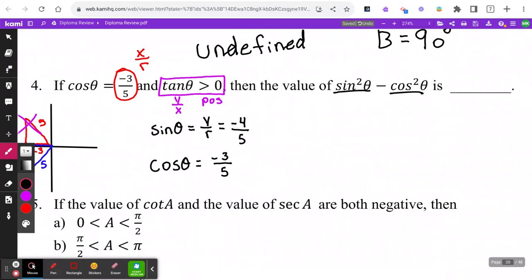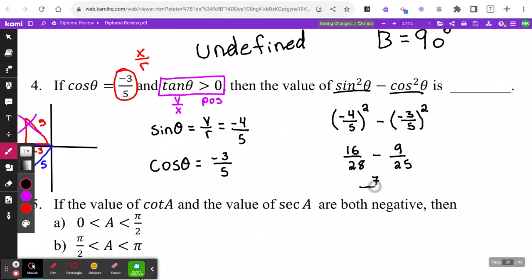And now I can answer my question. I need to do -4 over 5 squared minus -3 over 5 squared. Calculating that, that's going to give you 16 over 25 minus 9 over 25. My answer as a fraction would be 7 over 25. That's the exact value of it. If you put it in your calculator, you could get a decimal as well.